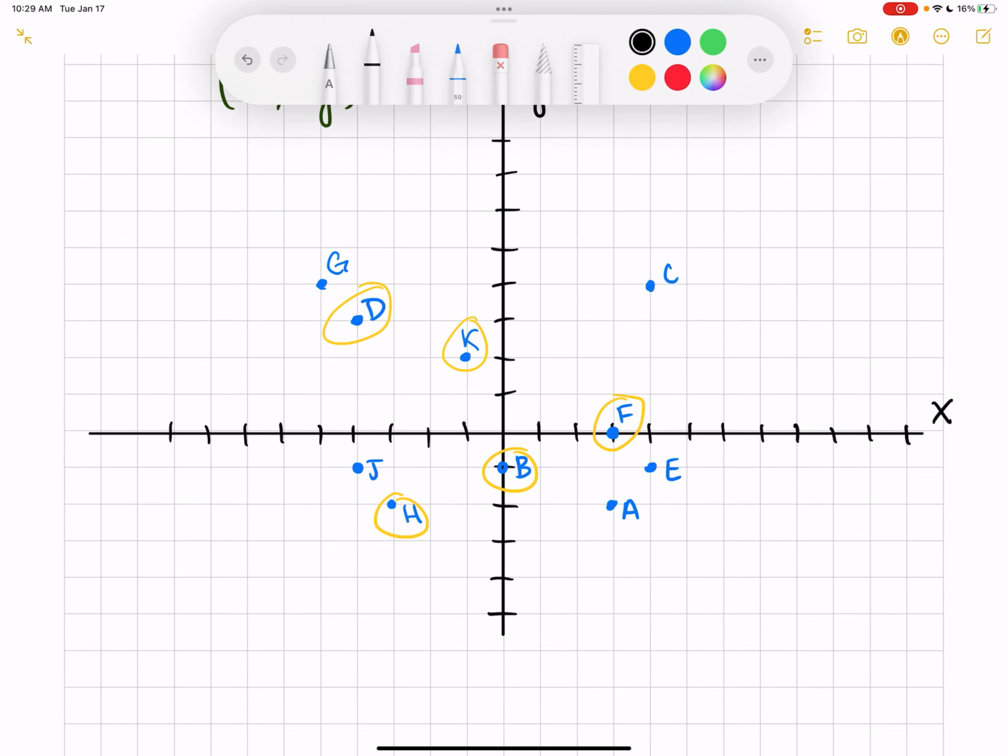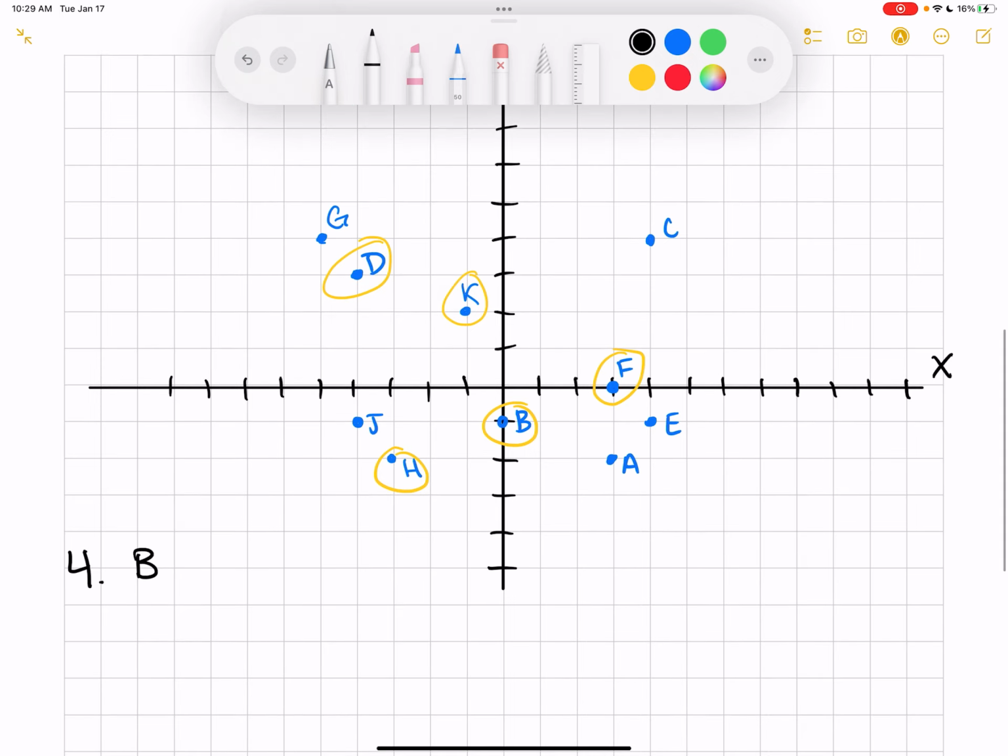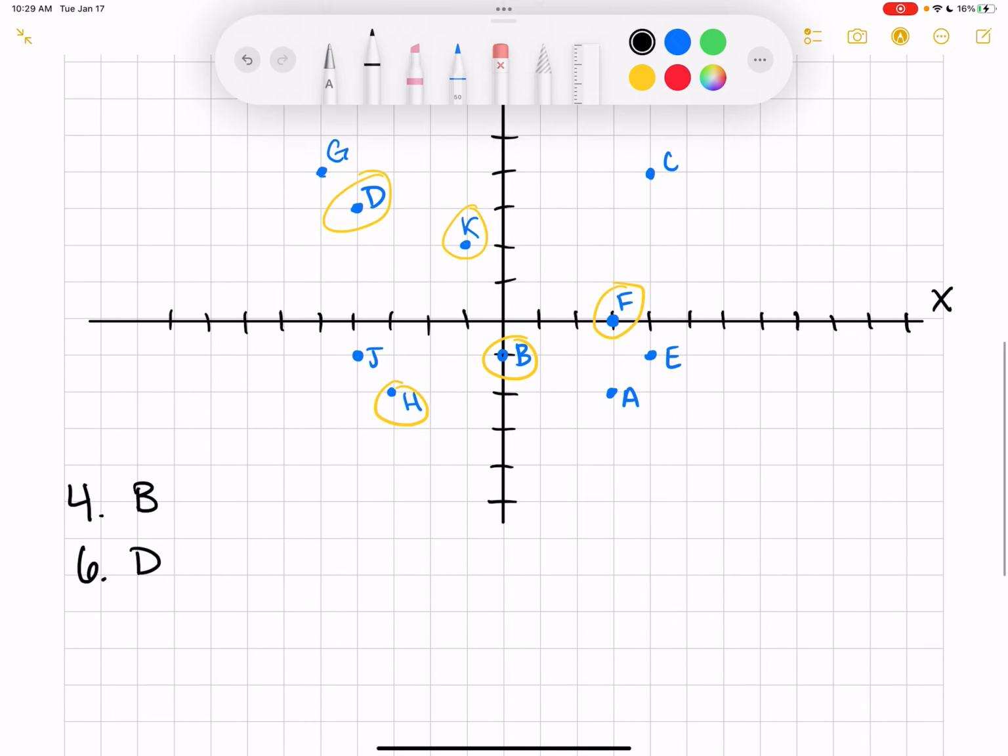Also do this. I'm going to copy down the number for the problem. So like 4 is B, and then we'll just write beside in parentheses what the coordinate is for each of them as we go. 8 is F. 10 is H. Okay.